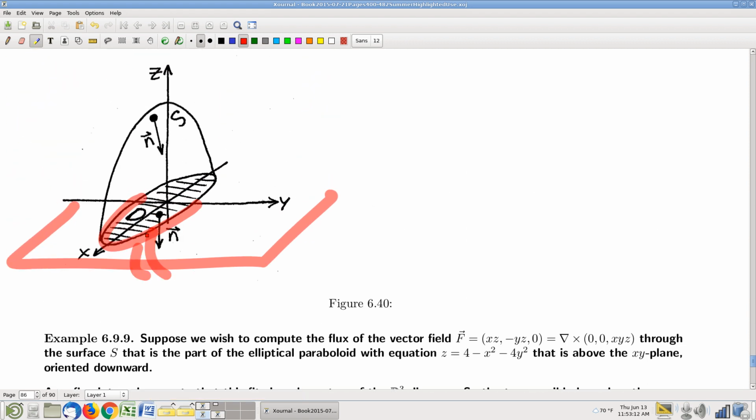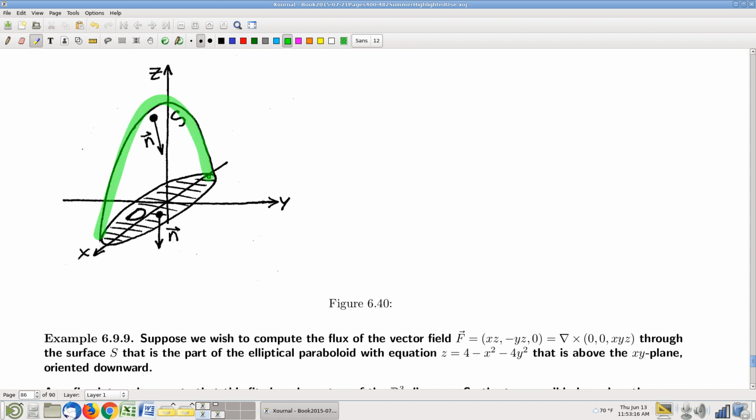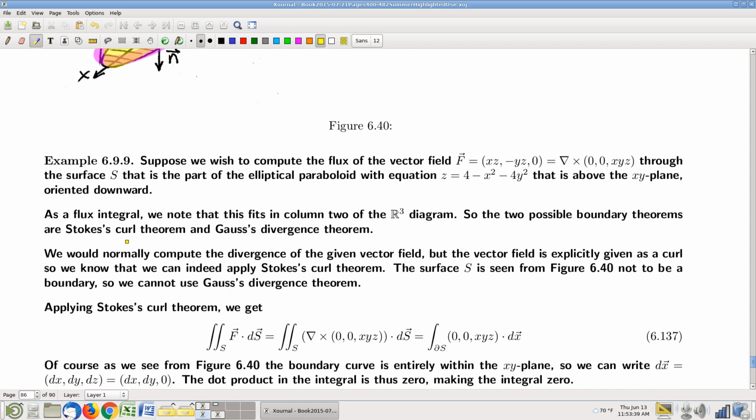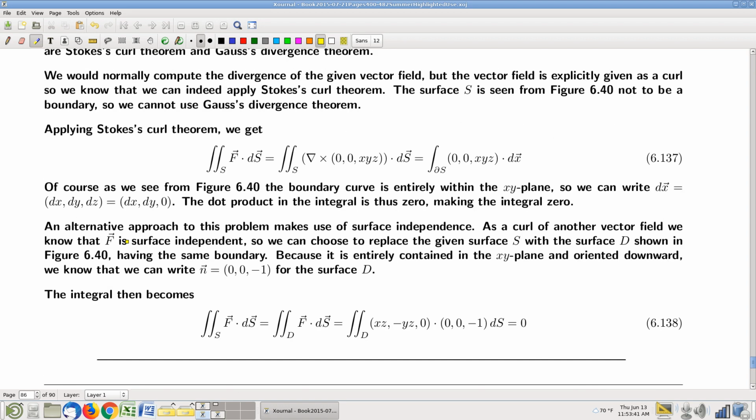Well, our surface was this. The boundary is that curve. Another surface with that same boundary is this surface. And that's a fantastic surface. It's flat, after all. Right? So I could just say the magic word, surface independence, and let's compute on that flat solid ellipse instead. And that's the calculation we have down here.